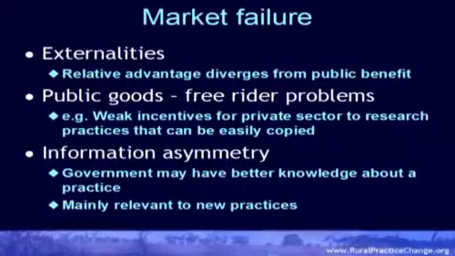And then information asymmetry, which is about the case where the government believes it has better knowledge of some aspect of the problem than the landholders do. So that's mainly relevant to new practices rather than to practices that are well established and about which farmers have a lot of experience and a lot of knowledge. It's unlikely that governments would have better knowledge about those practices unless something pretty unusual is happening.